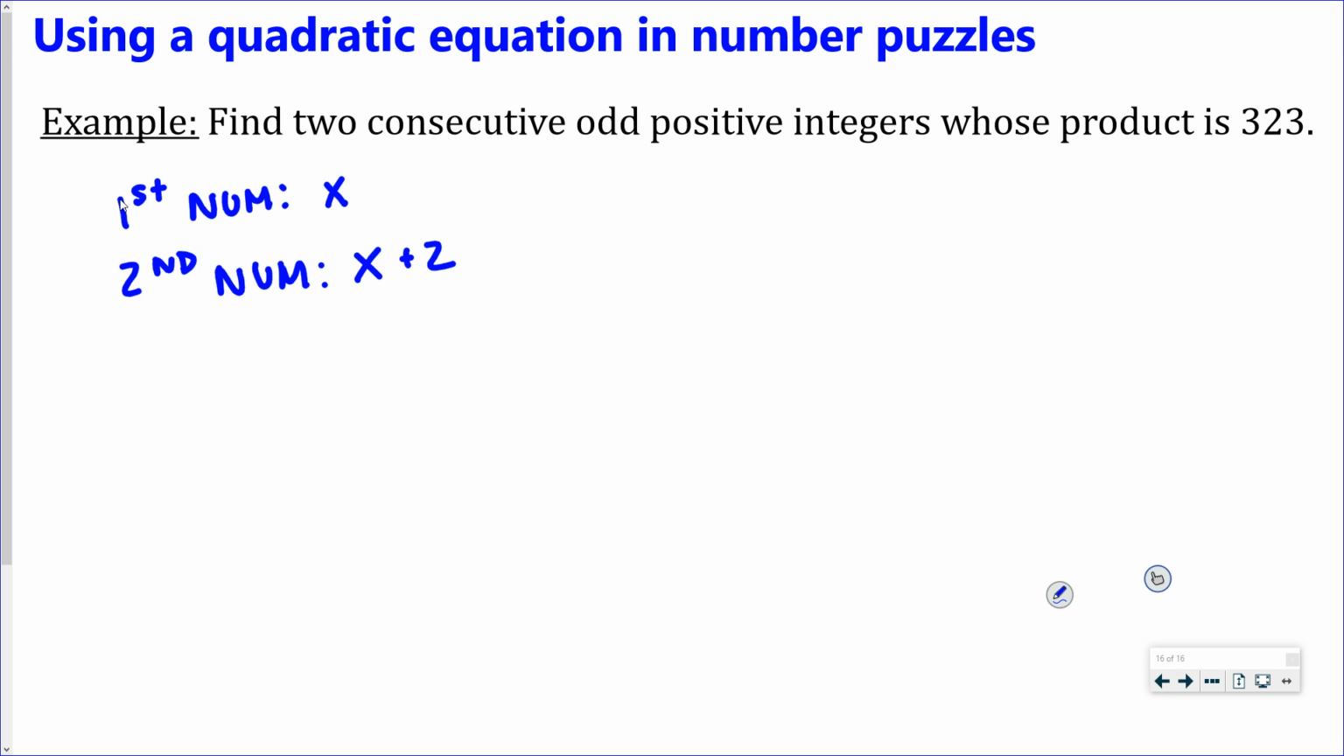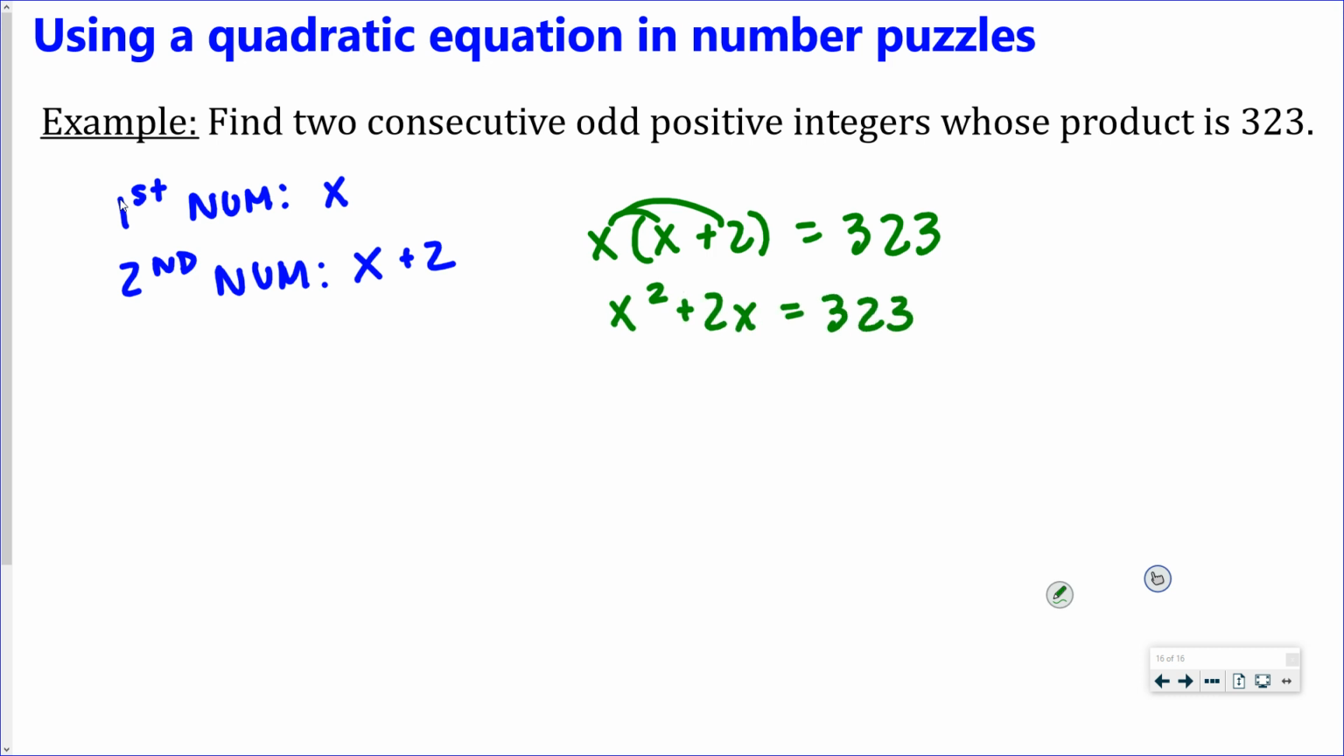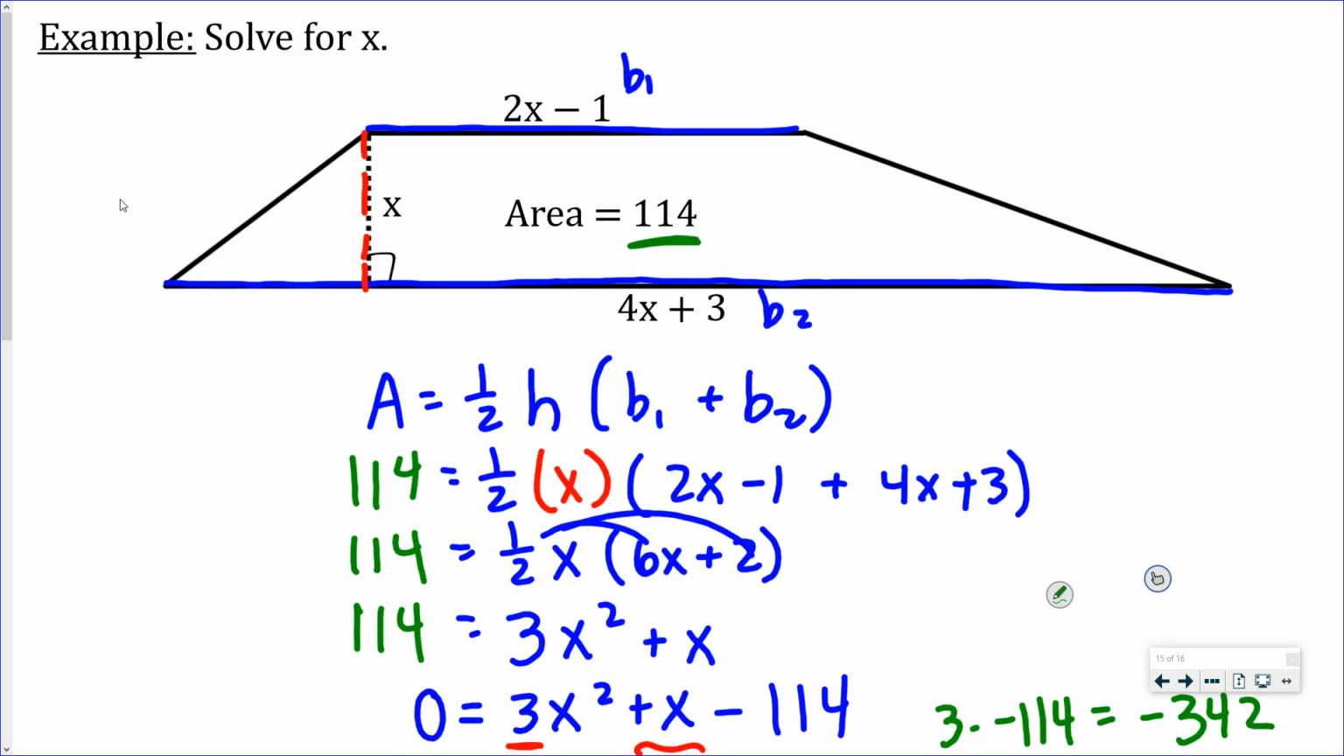Not if this number is odd, right? Odd plus 2 more would be another odd. All right, product. We would multiply these. Product is 323. So when I go to actually multiply these, I get x squared plus 2x. I see I have an x squared, so I'm like, okay, this is a quadratic equation. I'm going to have to factor to solve, so set it equal to 0 and factor. Anything I can factor out right away? Well, technically, yeah. No. How many terms? 3.